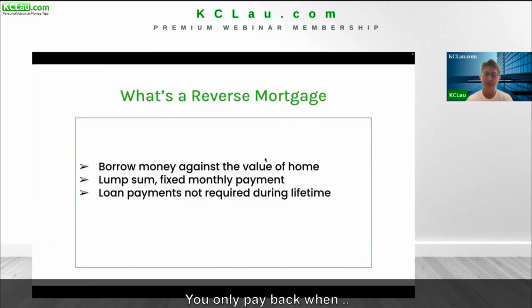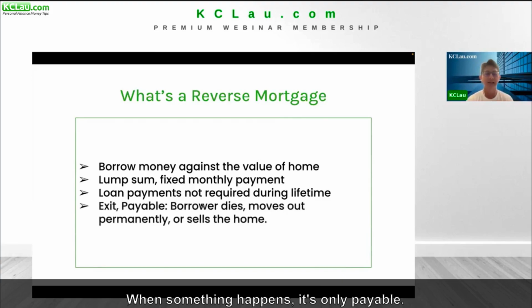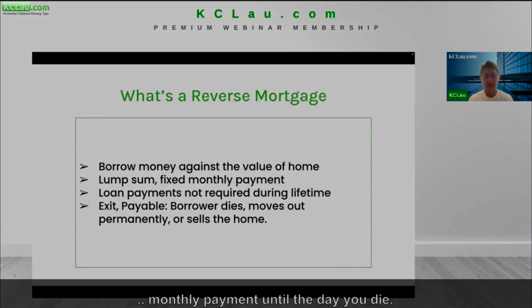You only pay back when something happens. When it's payable, it means you exit: when the borrower dies. That means the person dies, or they move out permanently, they don't stay there anymore, right? Or they sell the house. And when you sell it, then you have to pay back the loan. If you do nothing, you just stay in the home, you can still receive that monthly payment until the day you die, right?